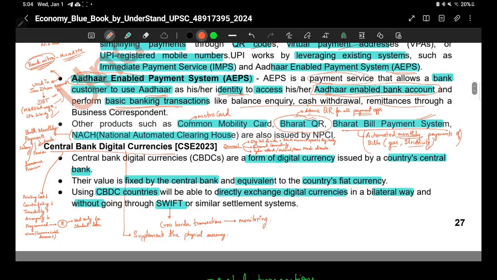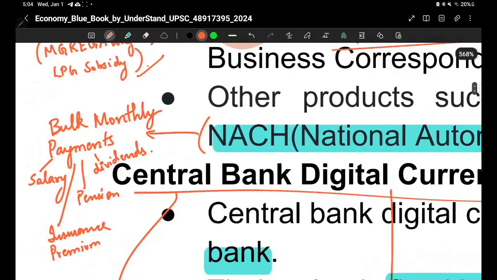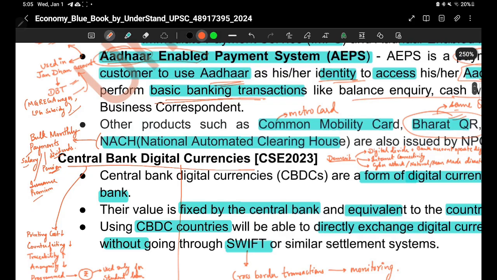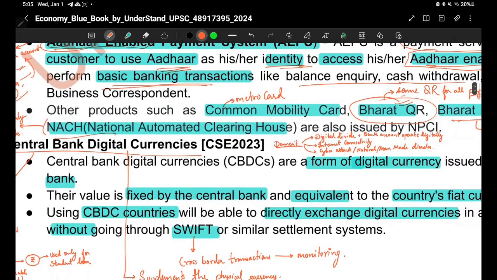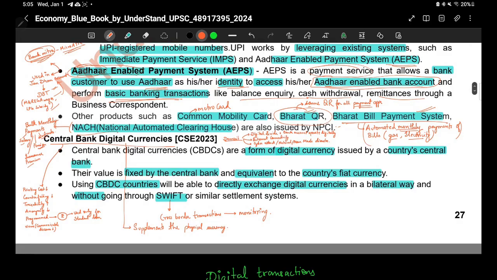Then NACH. NACH is National Automated Clearing House. It's for bulk payments. Let's say every month companies have to pay salary to their employees. Insurance companies have to pay, or you have to pay, insurance premiums every month to the insurance company. Then pension, dividends, companies have to give dividends. This happens on a monthly basis in bulk amounts. This is facilitated by NACH, National Automated Clearing House. It's also issued by NPCI. Okay, these are all the products of NPCI.